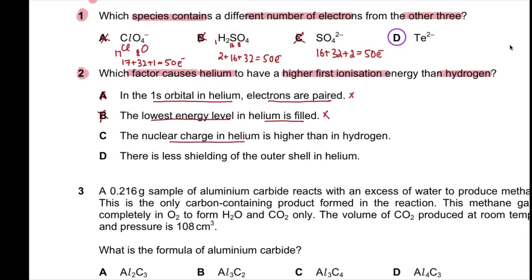The nuclear charge in helium is higher than hydrogen. Yes, because helium has a nuclear charge of +2 and hydrogen has a nuclear charge of +1, so it seems correct. There is less shielding of the outer shell in helium? Both have the same shielding, not less shielding, because both have only the first shell, which is exposed to the nucleus. So D goes wrong. It means C is the correct answer. Now, MCQ number 3.